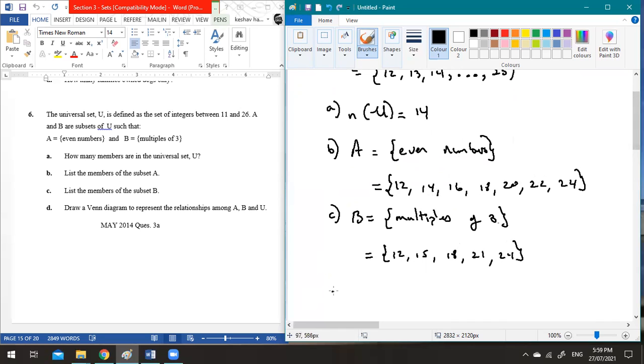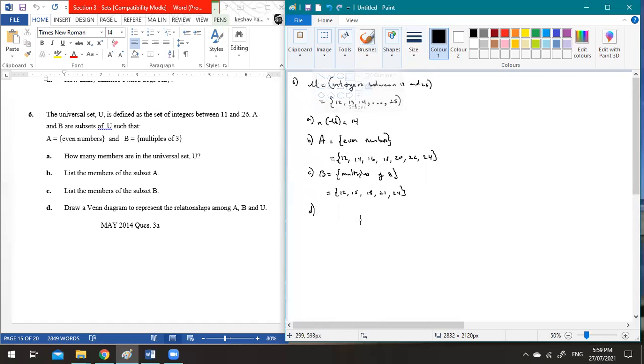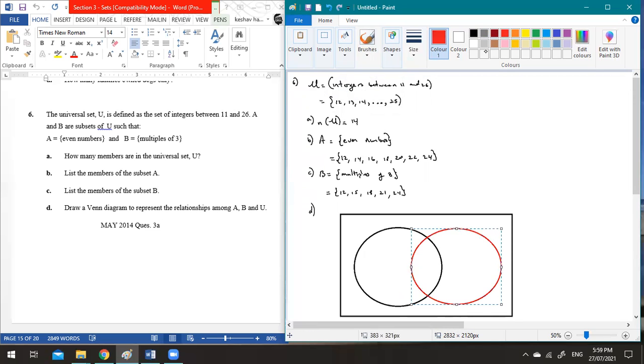So part D, where they ask us to draw the Venn diagram. I'll zoom out a little bit so we can get all the values. We know the Venn diagram is represented by a rectangle and 2 circles. Put one red and one black for now. Now the universal set, just write U. You don't have to write what the elements are. This is set A, this is set B. The intersection will have the common elements. So we'll have 12, 18, and 24.